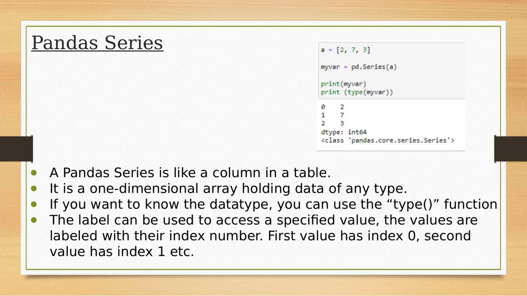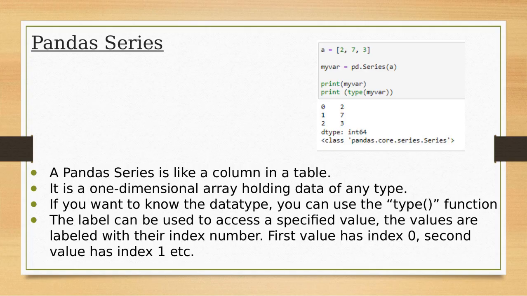In this example, we first create a simple Python list containing the values 2, 7, and 3. We then convert this list into a pandas series using the pd.Series function. The resulting series is stored in the variable myvar. When we print the series, notice that pandas automatically assigns index values starting from 0. Therefore, the first value has index 0, the second has index 1, and the third has index 2.